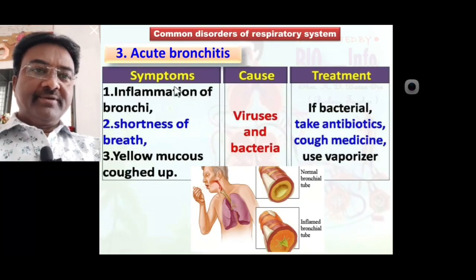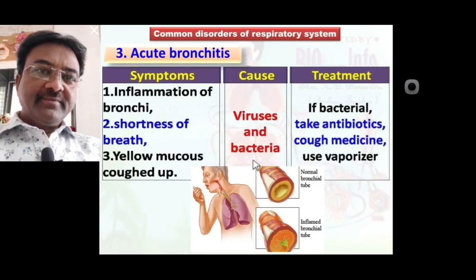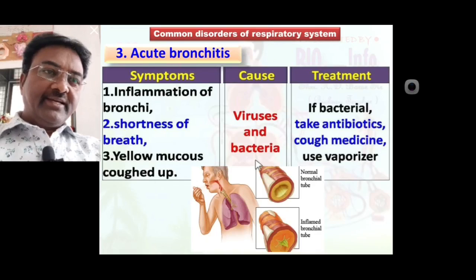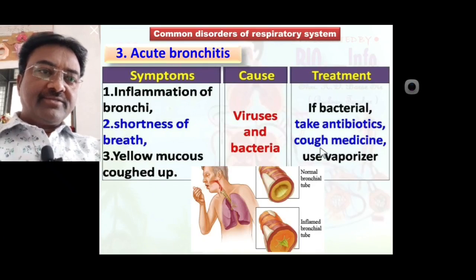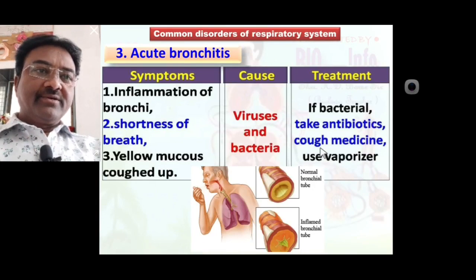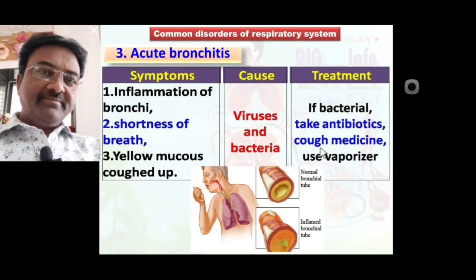Here noted are the different symptoms of acute bronchitis. What are the causal factors? Viruses and bacteria cause acute bronchitis. How to treat acute bronchitis? Noted here. Hope that you understood everything. Up to this we discussed in detail a total of 3 common disorders of the respiratory system.